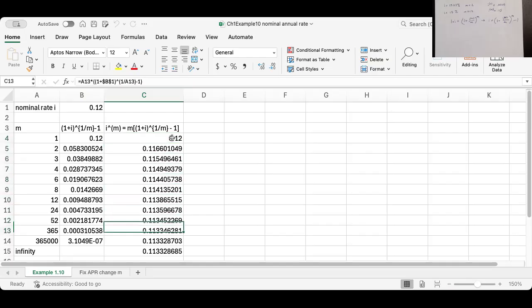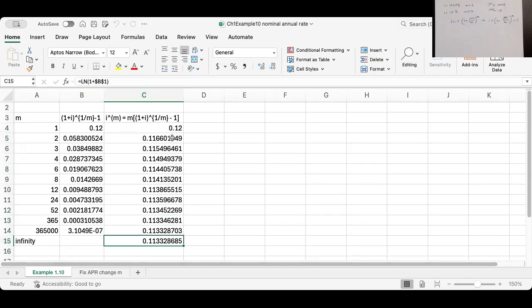Notice what happens, though. These approach a particular number. My nominal rate goes down. Compounding more makes the effective yield go up. Wait a minute. Can you see the formula that's up there at the top of that sheet? What's that formula say up there? Well, what is an LN doing here?